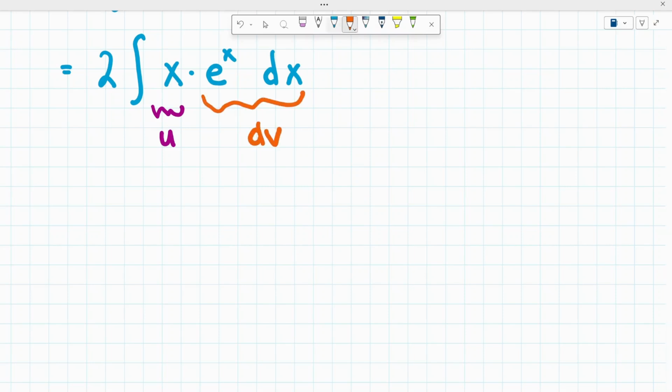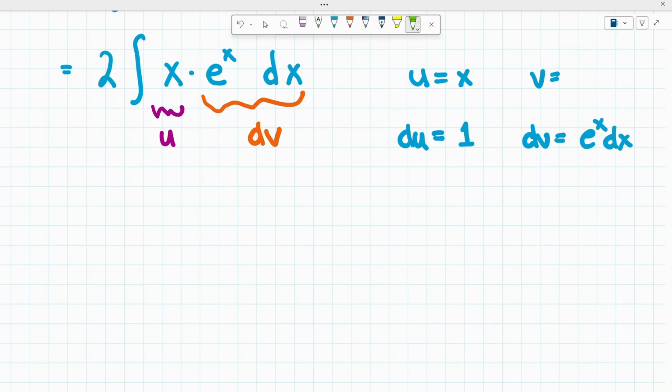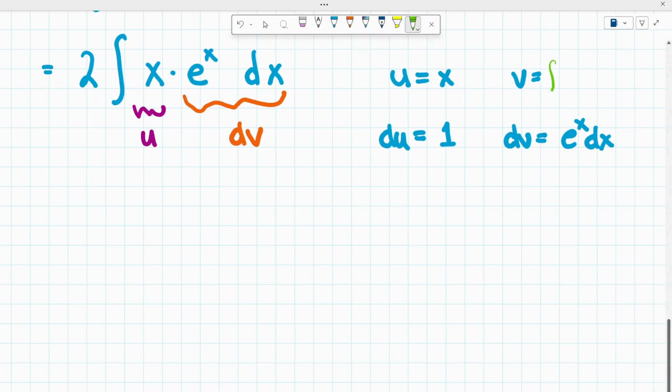So now let's write out our list like we did before. So we have that u equals x, and then du is just the derivative of that. So we have 1 again. And then we're looking for v, and we already have dv. So dv is e to the x dx, and then v is simply going to be the integral of our e to the x dx. And this is a lovely case because the integral of e to the power of x is simply e to the power of x. So we're good to go.